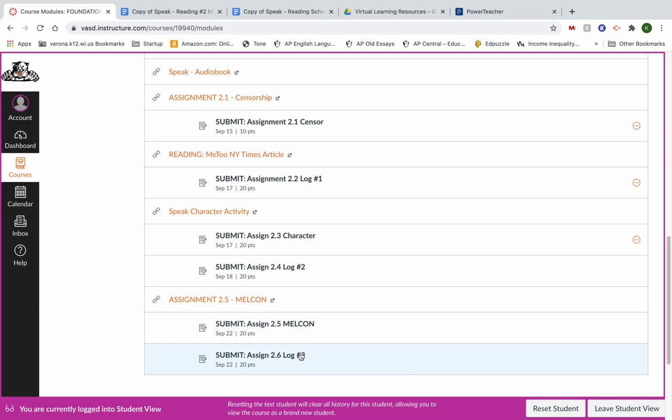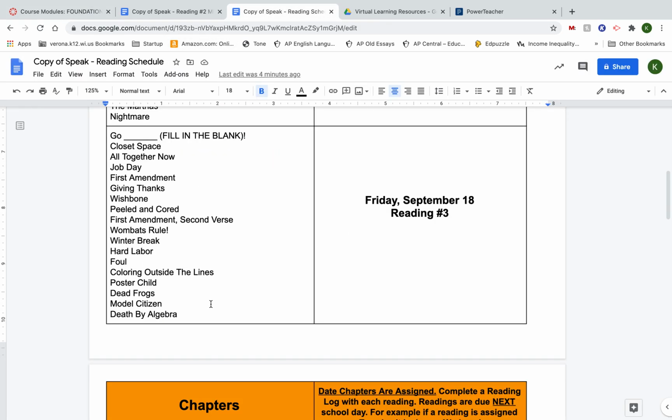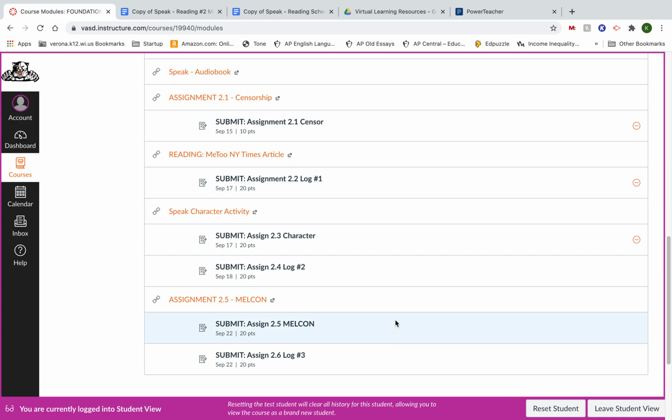And then you also have assignment reading number 3, which is all of these chapters. And this is due on Tuesday. So you have 2 things due on Tuesday: the Melcon, and you have reading log number 3.